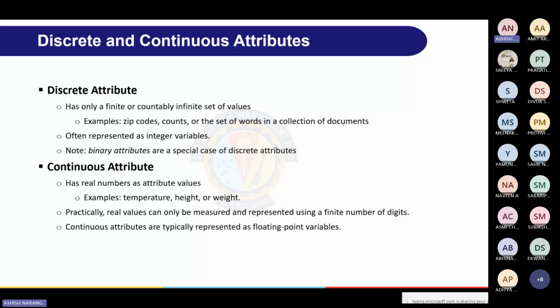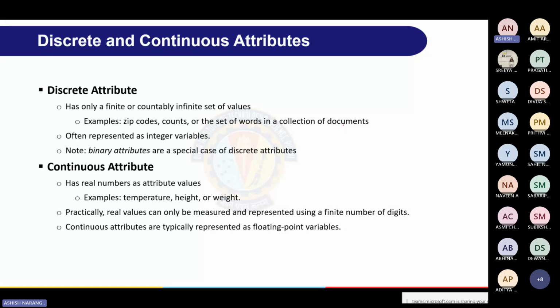So continuous attributes are typically represented using floating point. Now there could be some binary attributes. Like if I talk about gender, gender is male or female, right? These are a special case of discrete attributes as such.